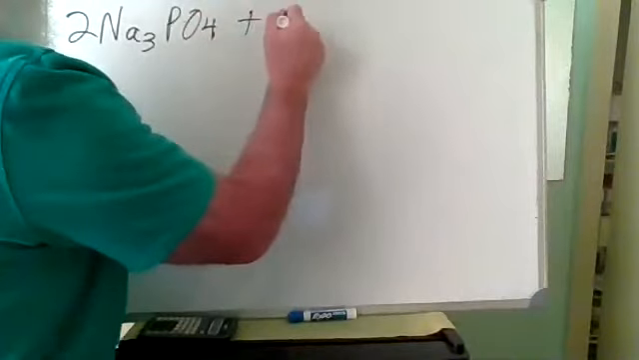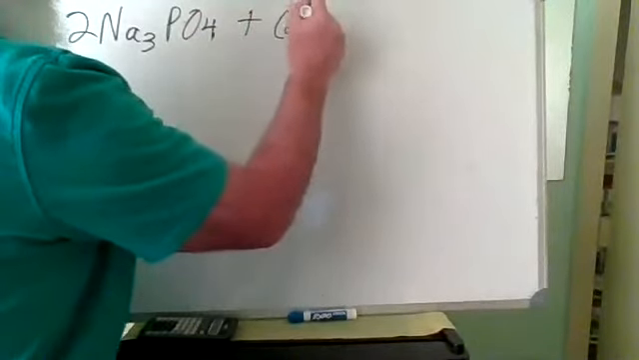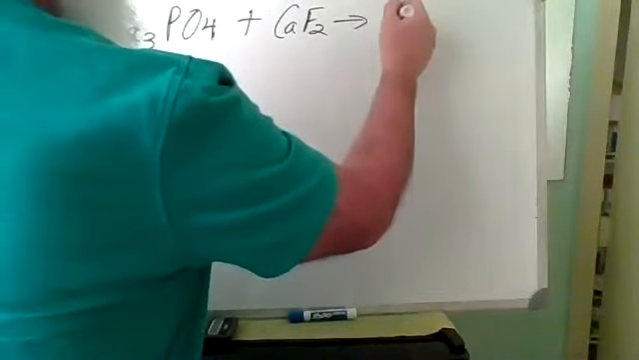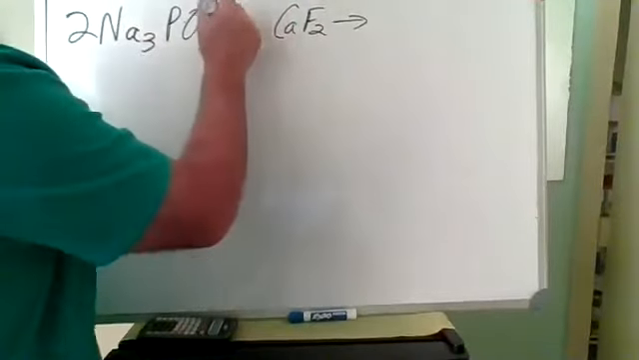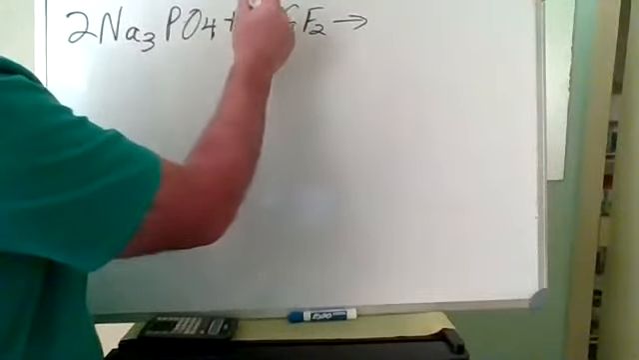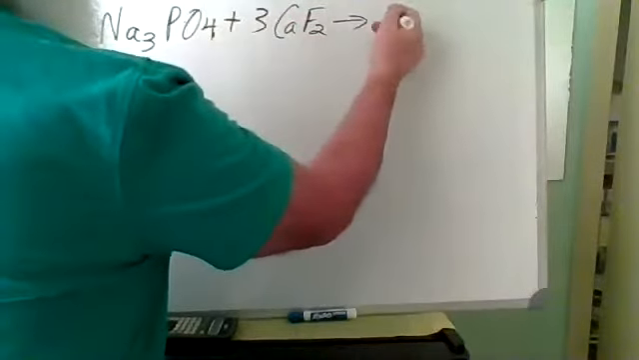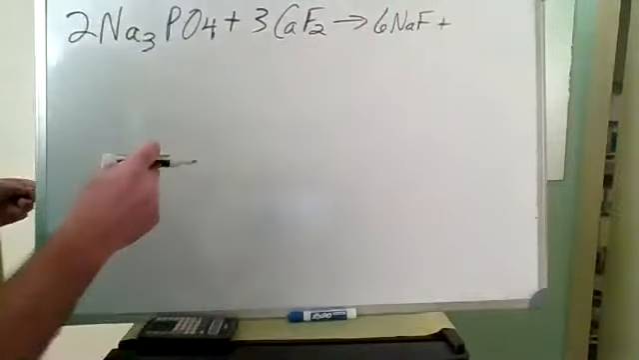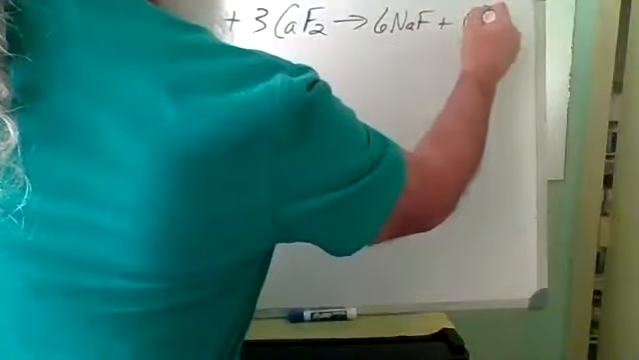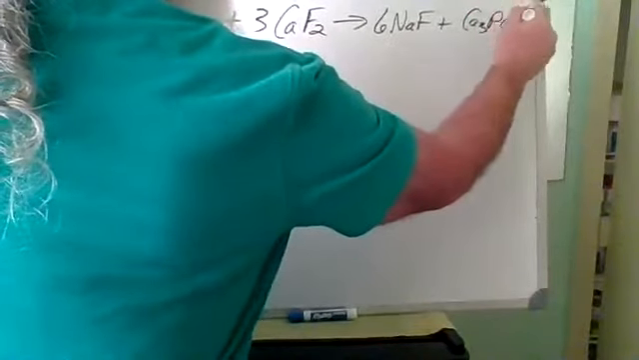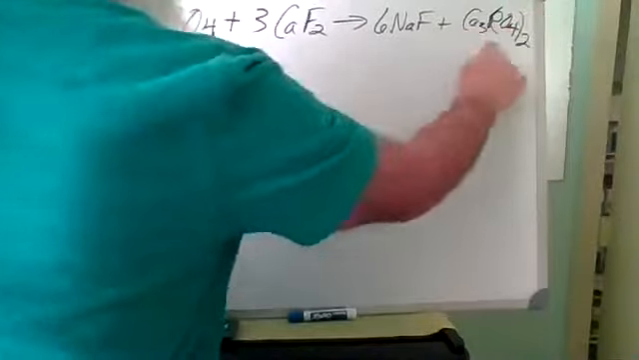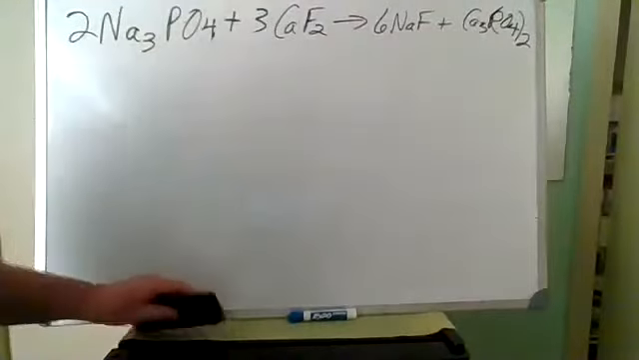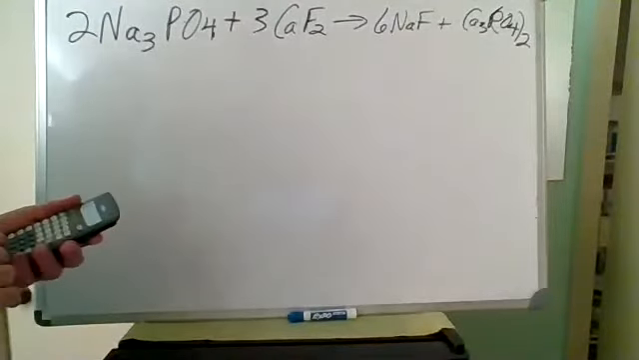Plus calcium fluoride gives us, let's see here. We're going to need 3 of these, and that's going to give us 6 NaF plus Ca3(PO4)2, calcium phosphate. Okay, now let's get some numbers in here. I'm going to have to do this on the calculator here.